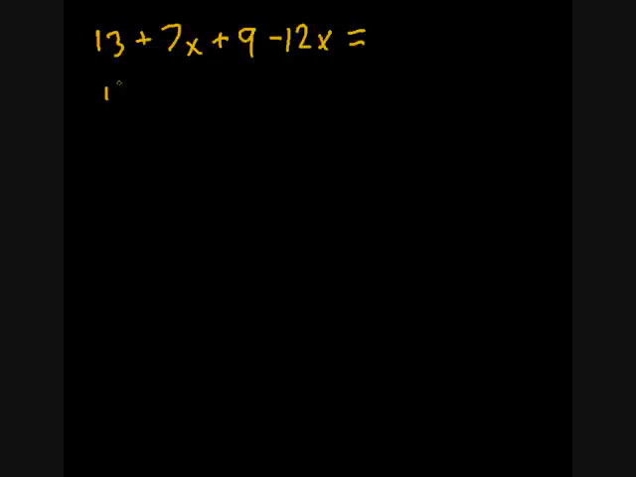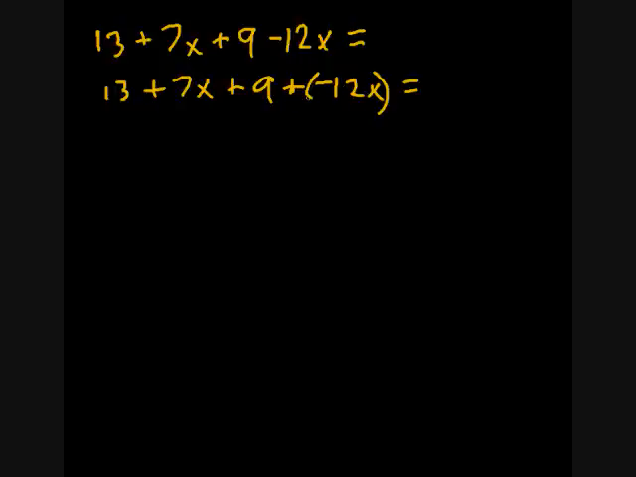However, if I make this into 13 plus 7x plus 9 plus a negative 12x, and I'll put that in parentheses just to keep the two signs separate from each other, kind of keep myself out of trouble there. If I do that, now I have all addition: plus, plus, and plus. That means that I can now rearrange these terms any way I like.